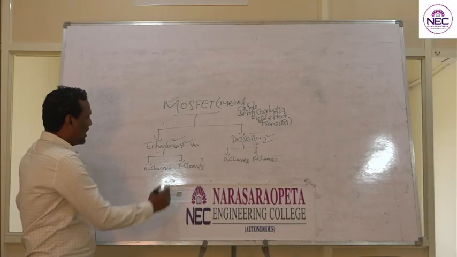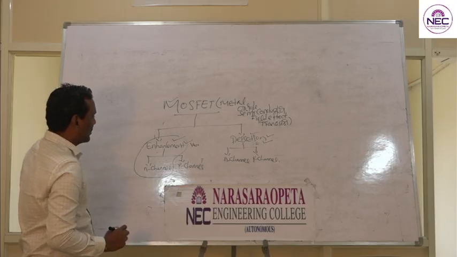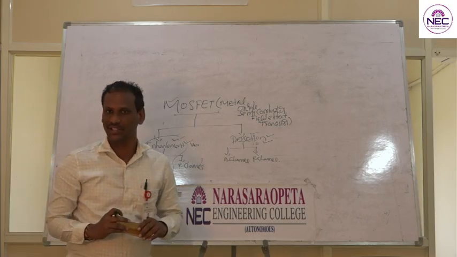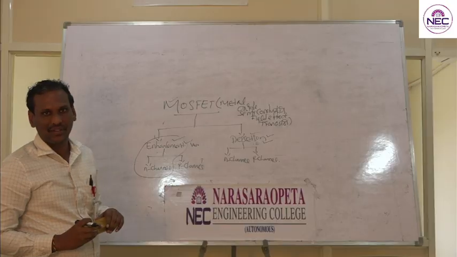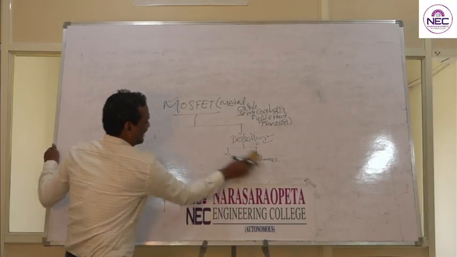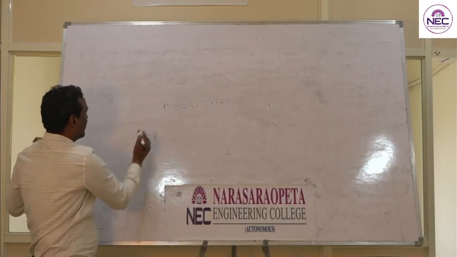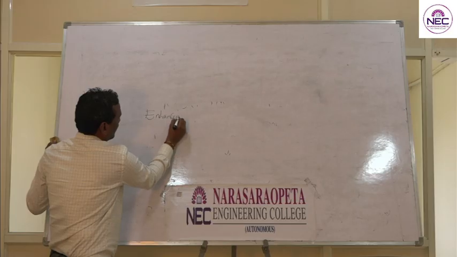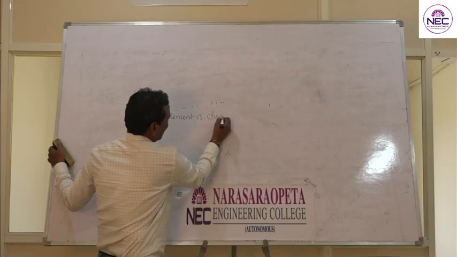Today I am going to explain the enhancement type N channel MOSFET. Basically, this enhancement type N channel MOSFET operates in three regions. One is the cutoff region, the second one is the non-saturation region, and the third one is the saturation region.